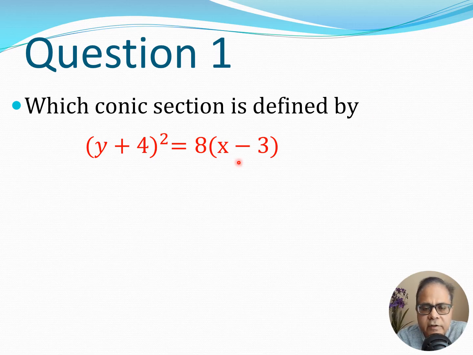Now, let's start with the first question, which is: which conic section is defined by the equation given here, that is (y + 4)^2 = 8(x - 3)? Looking at this equation, some of you may realize this is a parabola, this type of equation. And let's look at the general equation of a parabola of this type.